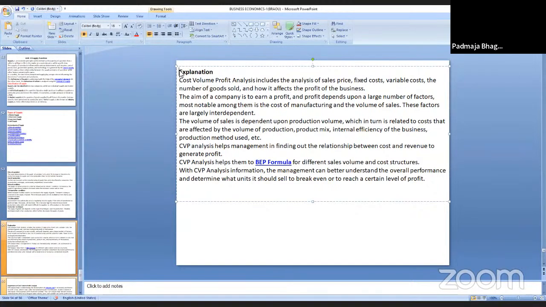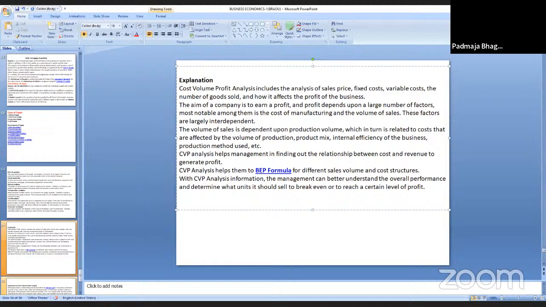So here, this one is block 4. That is, the heading is cost, revenue, and profit.